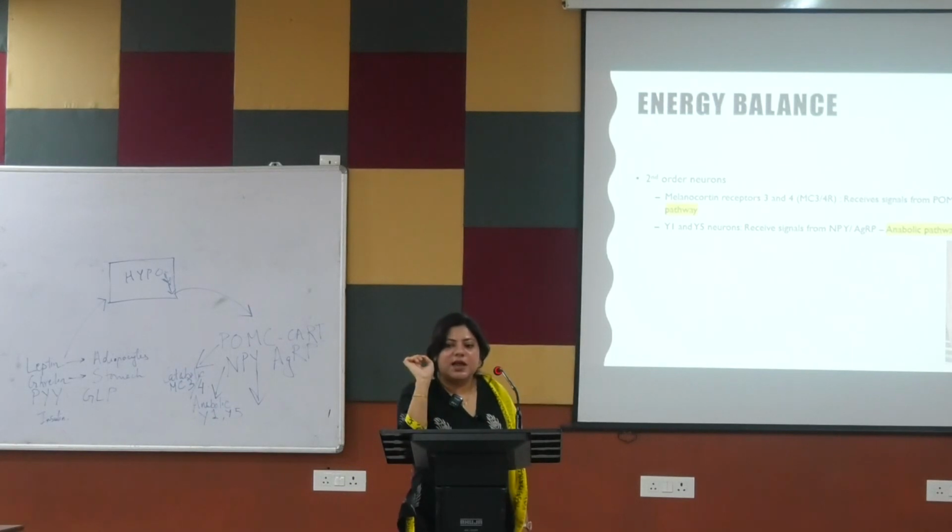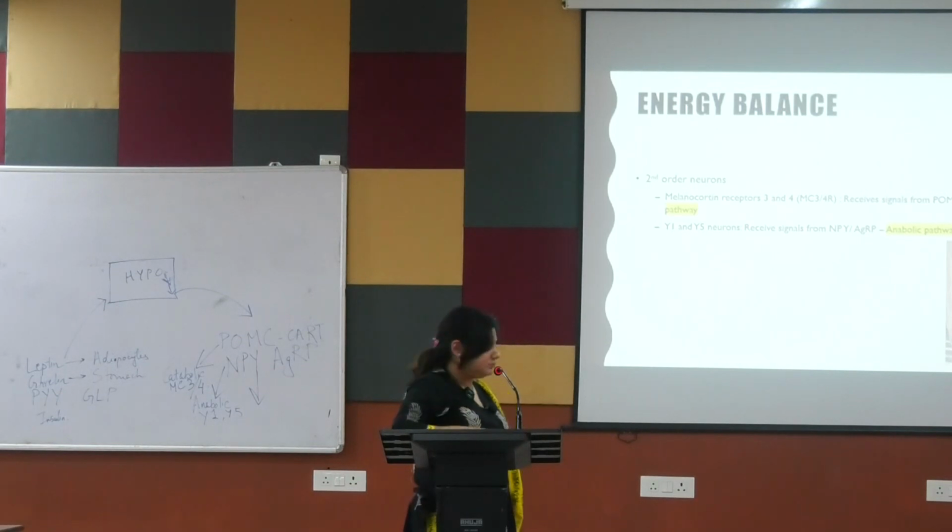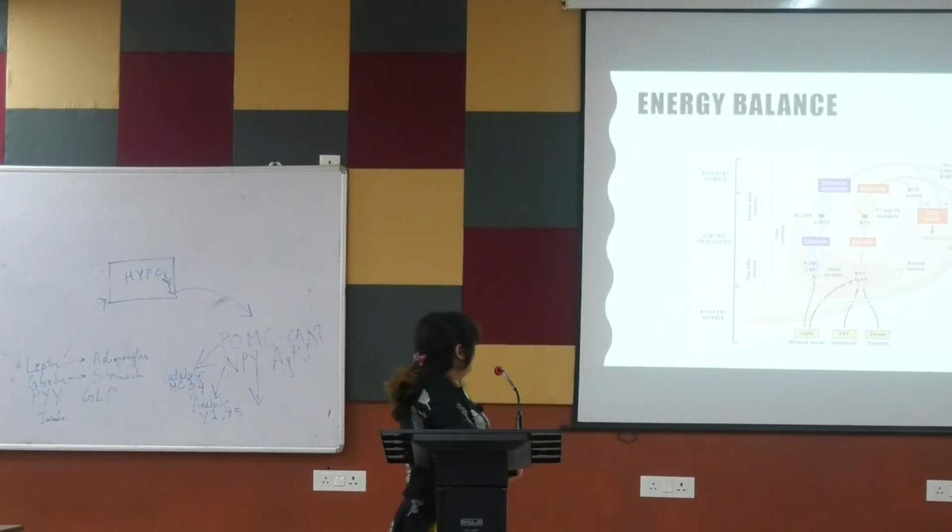আর ওবিজিটিতে কি হচ্ছে? এই সেন্সরগুলোতে গন্ডগোল হচ্ছে। That is why this person is becoming obese. So what is happening? These are the signals, leptin, PYY, ghrelin. These are going and affecting the POMC and CART pathway or the NPY AGRP pathway. This is in the hypothalamus.